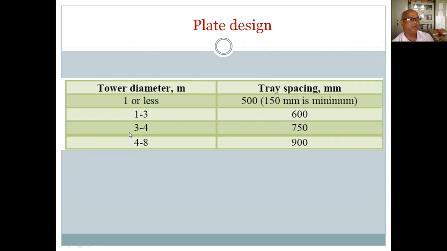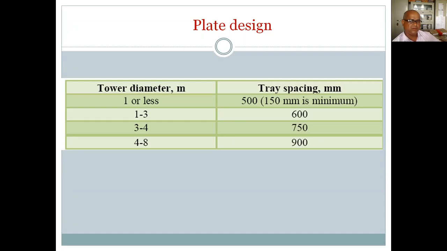For 3 to 4 meter diameter, it is 750, meaning 2.5 feet. And for 4 to 8 meters, generally 900 millimeter, which is around 3 feet. So depending on the column diameter, the tray spacing is typical industrial data that experienced people use. Generally column diameter is around 1 to 10 meter and tray spacing between 1 foot to 3 feet, and it depends on the diameter of the column.